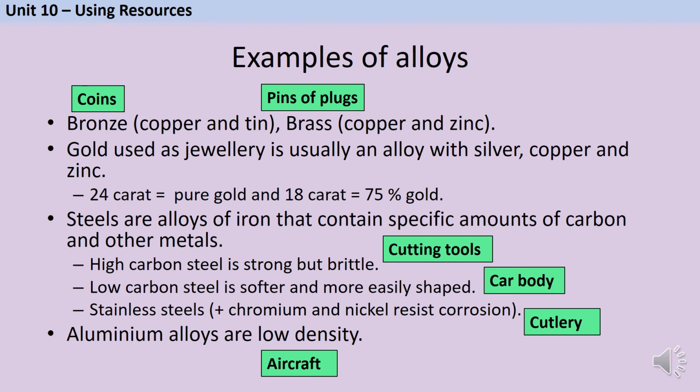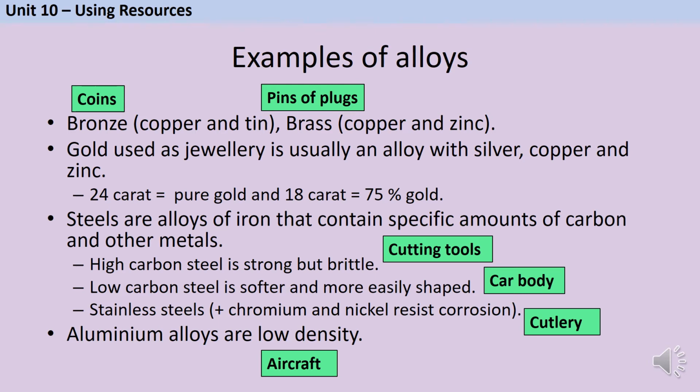Low carbon steels have fewer carbon atoms, and that means they're a little bit softer, and so they're more easily shaped. They're useful for making things like car bodies, where the material isn't going to be flat, it needs to be bent into a different shape. And we wouldn't want something too brittle because it could snap.